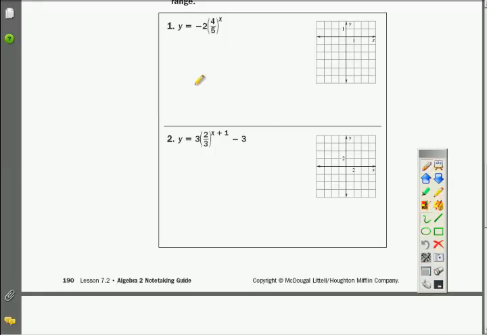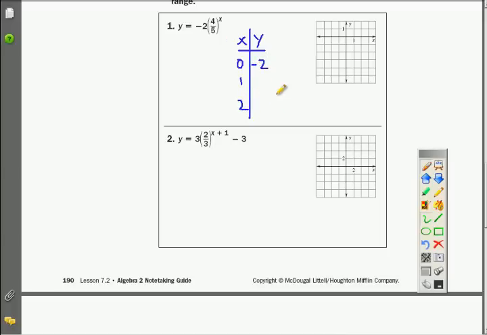All right, let's see what you got. Y equals -2 to the 4/5 x. Maybe you wanted to do that on your calculator. Maybe you thought that would be an easier way to do it. You can make an XY table if you want. Some people like to do an XY table. So I'm going to make a little XY table: 0, 1, 2. Just graph a few points. Put 0 in there, I get -2.